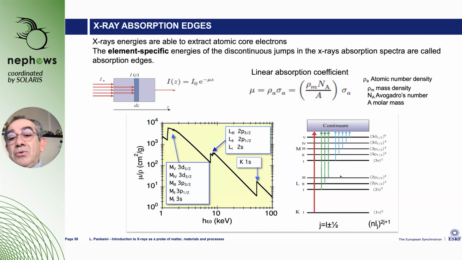And this is due to the quantum rule associated to the degeneracy of the level. For example, for the L level, the orbital angular momentum is equal to 1, so the degeneracy is 3. For the M edge, the orbital momentum is 2, so the degeneracy is 5. And so this jump corresponds exactly to this kind of transition.